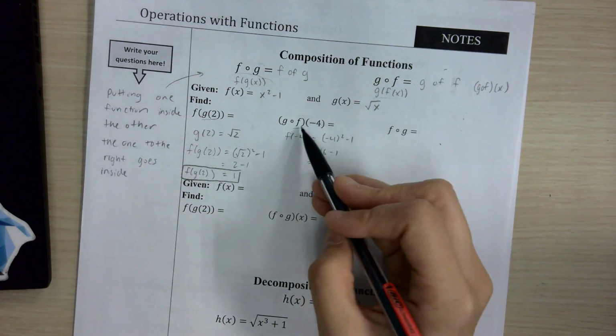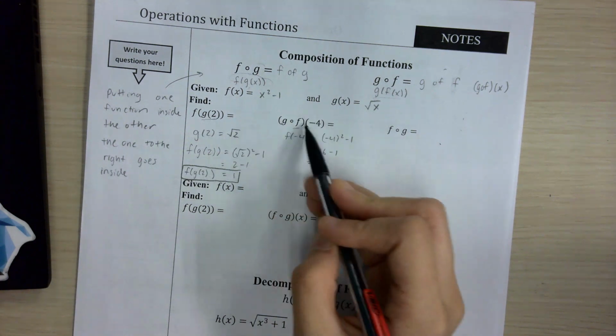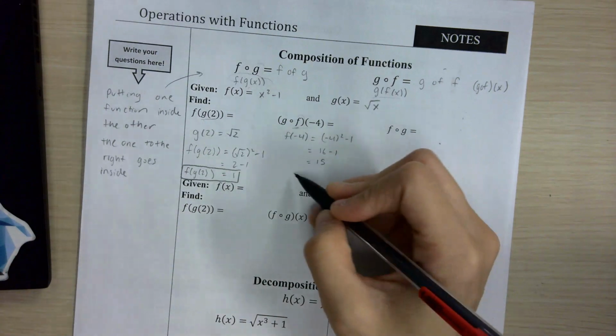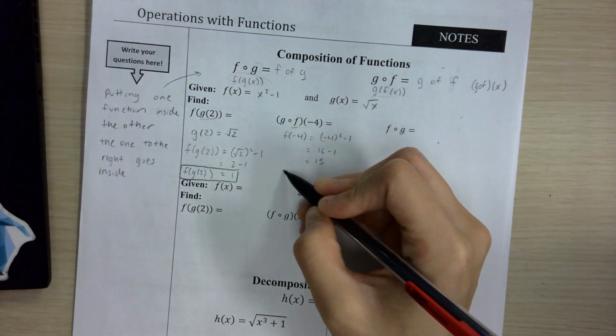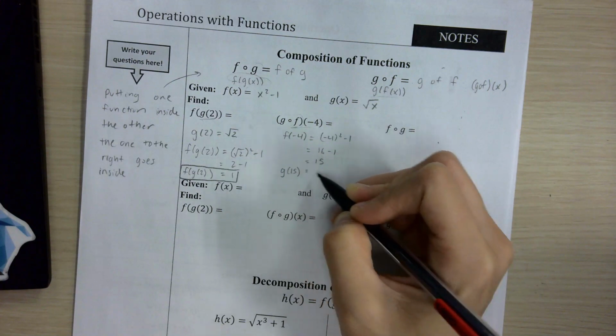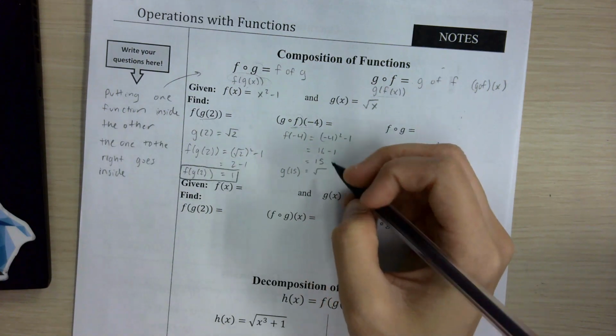So we found f of negative 4, and now we have to put that into the g, right? We did our first step, and now we do our second step. I'm going to write this one differently. I'm just going to write g of 15. G of 15 equals square root of 15.